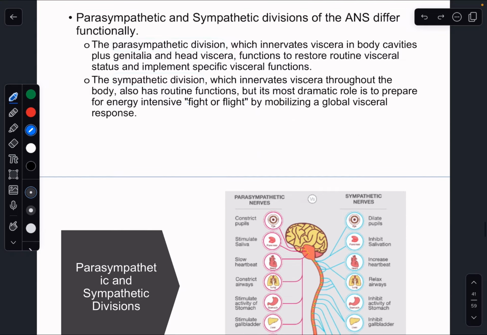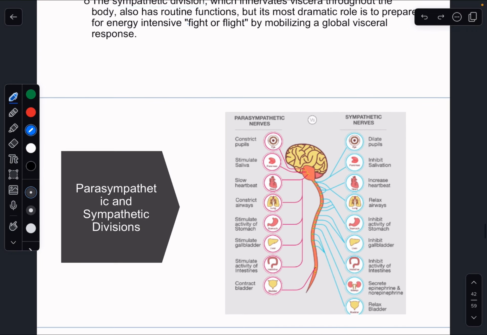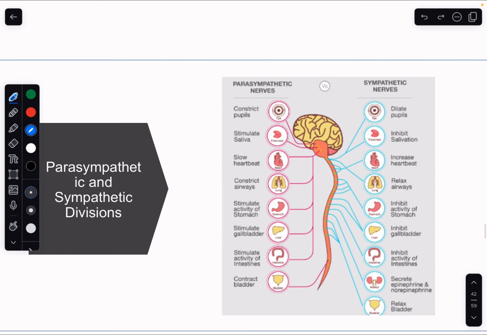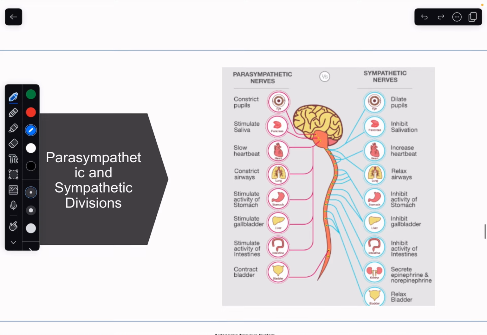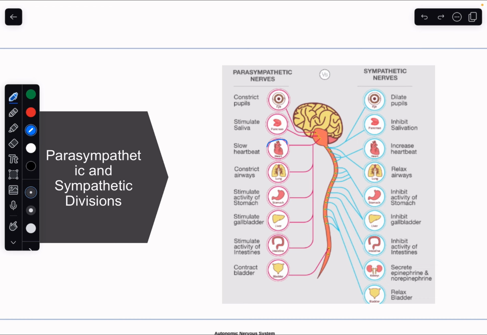And so yeah, going over more on the parasympathetic and sympathetic. The parasympathetic constricts the pupil, whereas the sympathetic dilates the pupil. Parasympathetic stimulates saliva, whereas the sympathetic inhibits salivation. Parasympathetic slows the heartbeat, and the sympathetic increases the heartbeat.